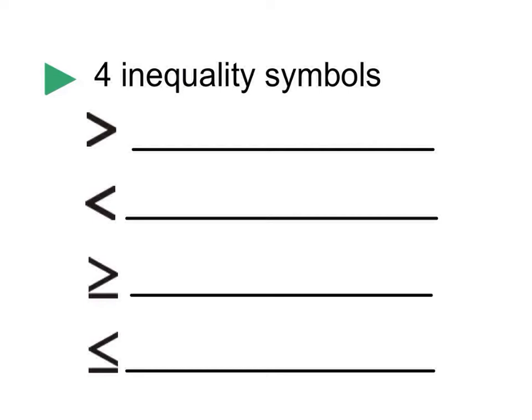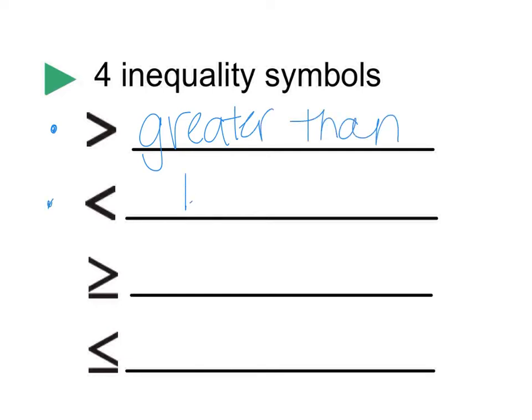As we begin this next unit on inequalities, we need to become familiar with the four inequality symbols. The first of those inequality symbols is the greater than symbol. The second is the less than symbol. The third symbol is greater than or equal to. This line underneath means or equal to.